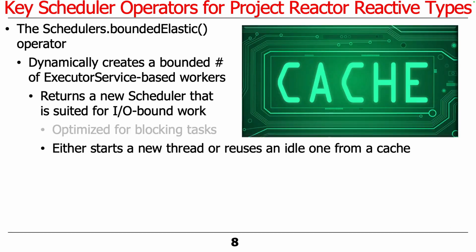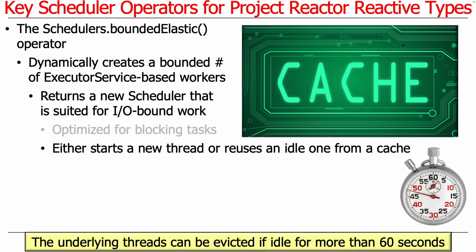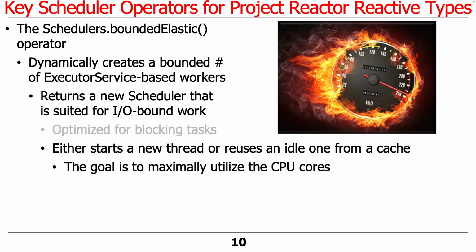The way that bounded elastic works is when you have a next piece of work to be done, if there's an idle thread sitting around in the cache, it will be reused. If there is no idle thread, then a new thread will be started up to some limit. And if the threads that are in the cache go unused for more than 60 seconds, for more than a minute, then they will be evicted and destroyed. So this is trying not to just create threads willy-nilly. It creates them only as long as they're needed and then recycles them.